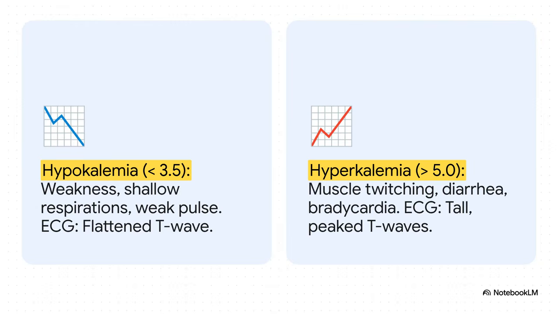All right, let's talk potassium. If sodium is about the brain, potassium is all about the heart and muscles. Now, both low and high potassium can cause muscle weakness, but you have to know the cardiac signs. Low potassium, or hypokalemia, can cause dangerous arrhythmias, and on the ECG, you'll see a flattened T wave. High potassium, hyperkalemia, is even more scary. It can cause a slow heart rate and those classic tall peaked T waves you've heard about.